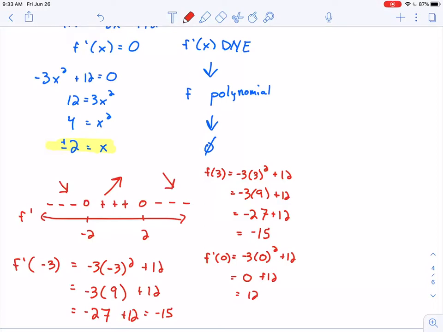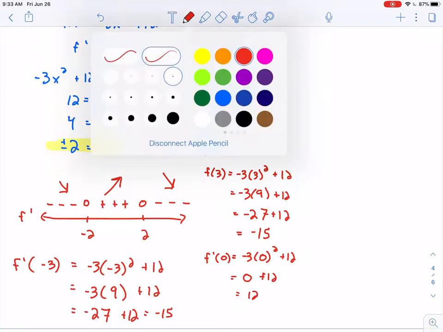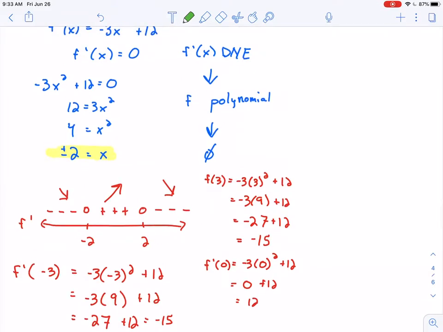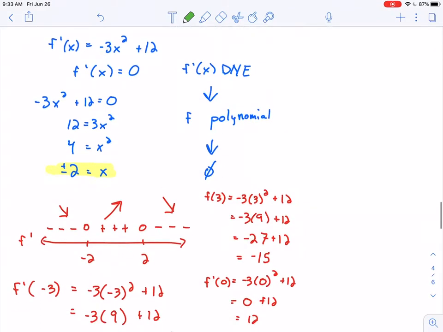So all of this work, nothing we've done so far is really a whole lot different than what we've done in the previous examples. And even the first part of our answer, we're just going to say our function is increasing on negative 2 to positive 2, right here in this section where our derivative is positive. And our function is decreasing on negative infinity to negative 2, and positive 2 to positive infinity. So that part we already knew how to do.